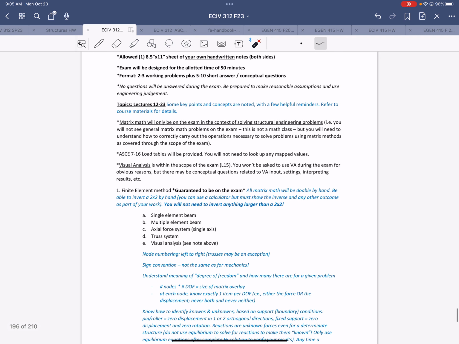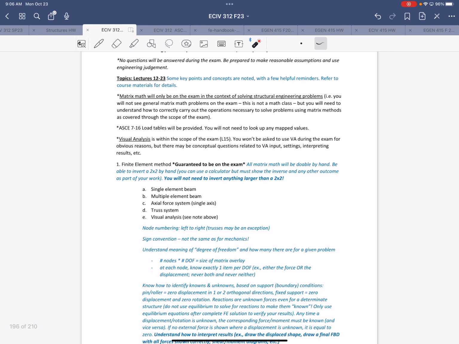And then, as I mentioned last time, any load tables that you need from ASCE 7-16 will be provided. So understand how to use those and work with those. Any mapped values will be given to you. You won't have to read anything off of a map. So I don't want you to have to waste time on an exam trying to read a map, right? It's not the point of the exam.